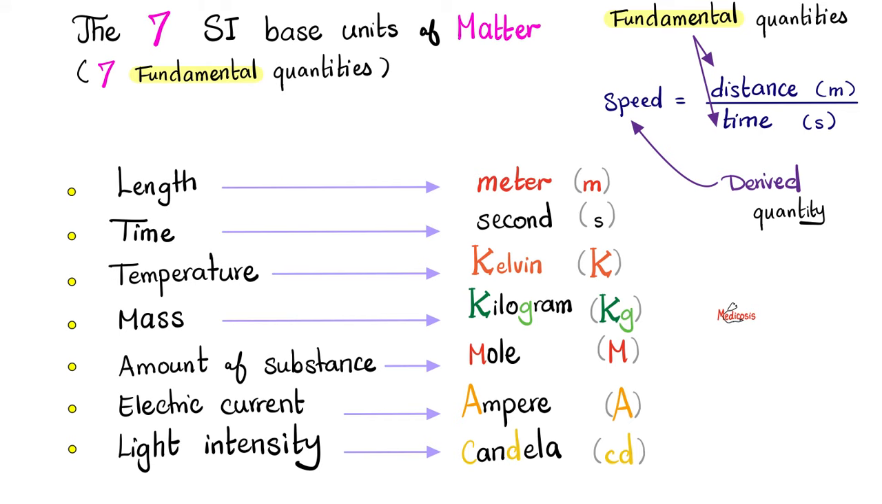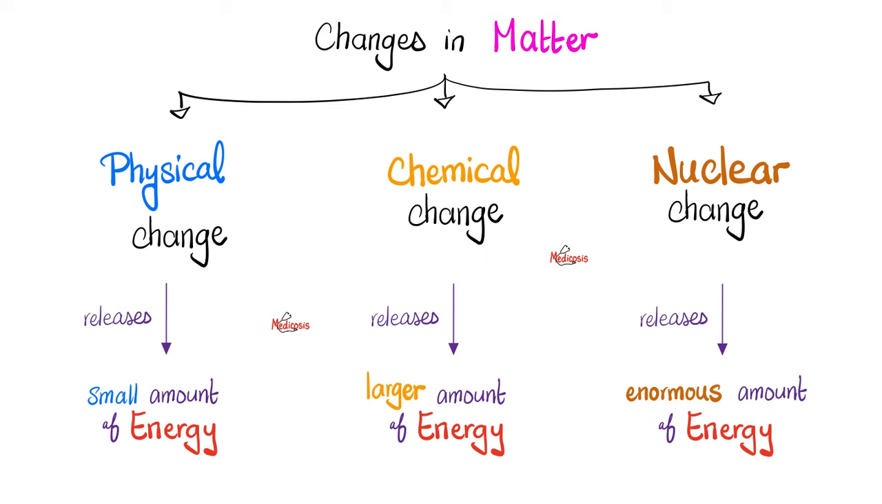Yes. So speed here is that derived quantity, while distance and time are fundamental quantities. After talking about types of matter, let's talk about changes in matter. Physical changes, chemical changes, nuclear changes. Physical changes are involved with a small amount of energy. Chemical, usually larger. Nuclear, a humongous amount of energy.